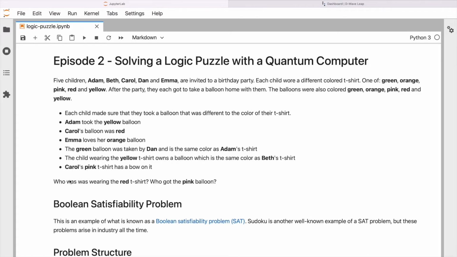So the questions we're asked to answer are: who was wearing the red t-shirt, and who got the pink balloon? Now, as I said at the intro, this is a relatively simple problem. You could solve it with pen and paper, and indeed that's how this puzzle was designed to be solved. But it introduces a lot of the core ideas that we're going to explore around solving optimization problems and constraint problems with a quantum computer.